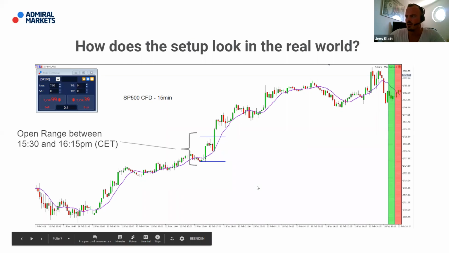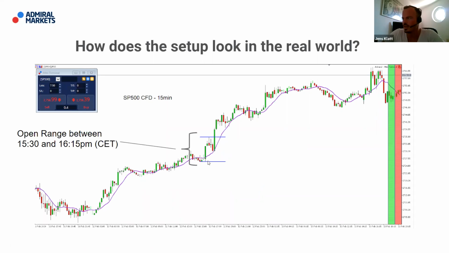This is the open range, which is defined by the high and the low between 3:30 and 4:15 p.m. Central European time. This is the high, this is the low. As you can see, we trade above this purple line. The purple line is, in fact, the EMA 10. And if we trade above that within this time span, then we only enter long trades.